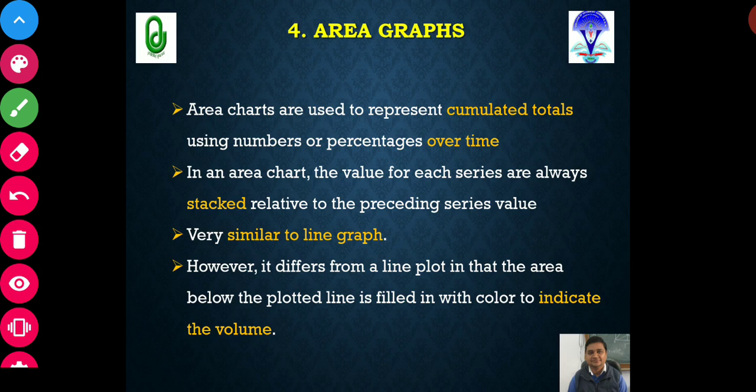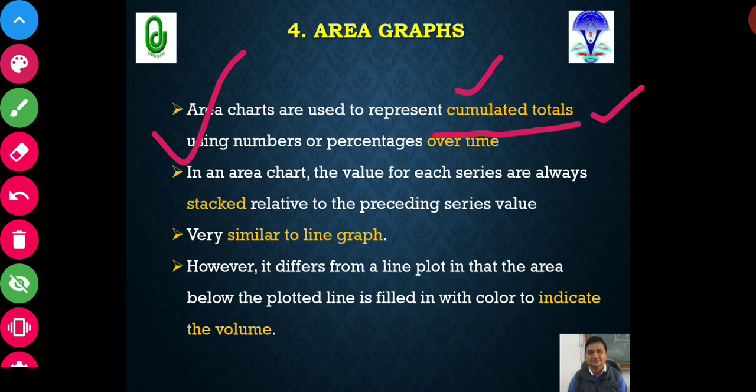Now the fourth one is the area graph. The area graph is not that commonly used, but it is used in many fields. Area charts or area graphs are used to represent a cumulative total. We have already studied cumulative frequency when I was talking about frequency distribution. So area charts are used to represent the cumulative total using numbers or percentages over time. So this is again a time graph or time chart, whereas I want to repeat that a pie diagram is not a time chart, and it does not represent that a particular thing is changing with time. Here the area graph represents the cumulative total using number or percentage over time.